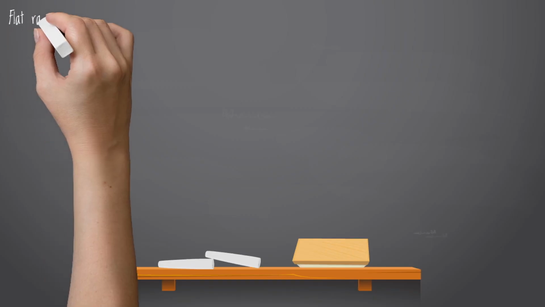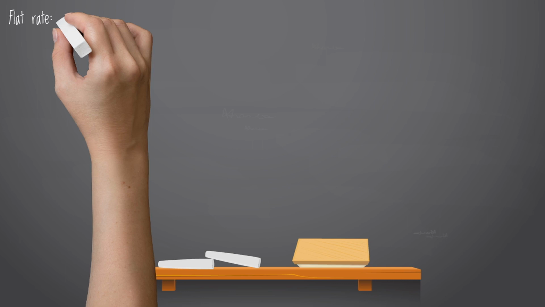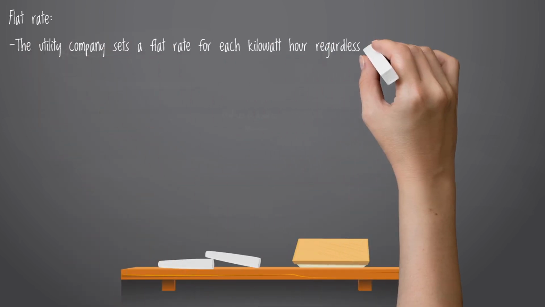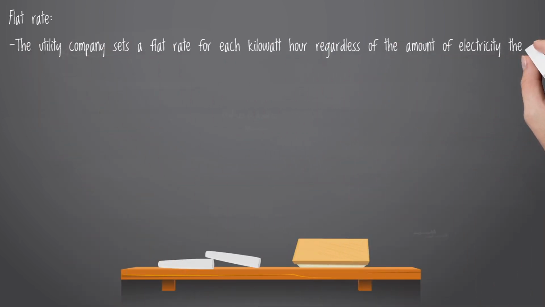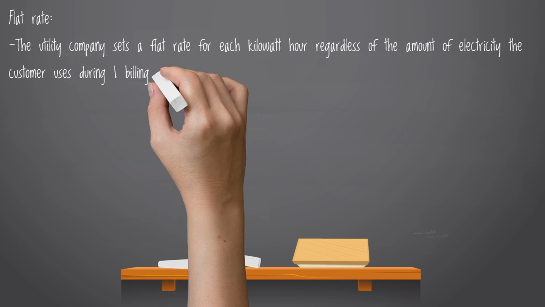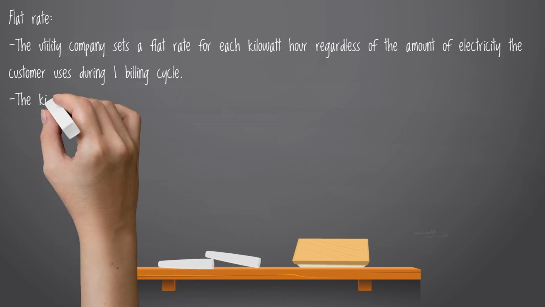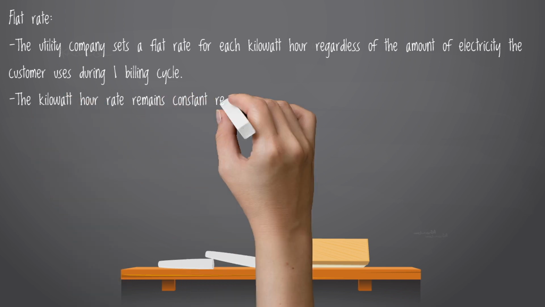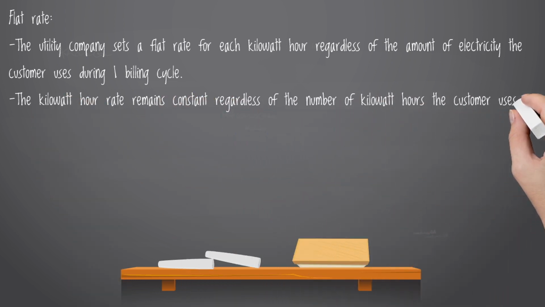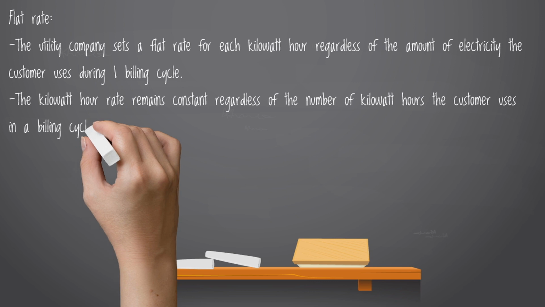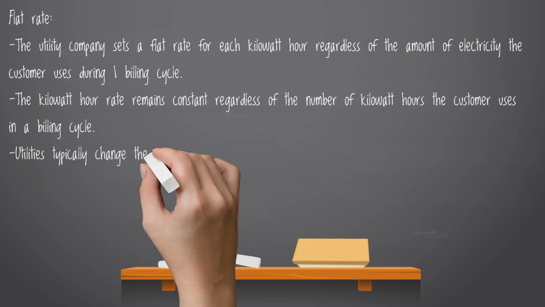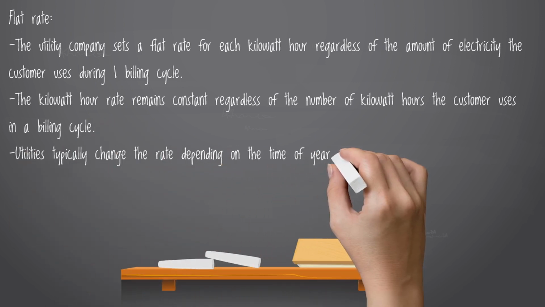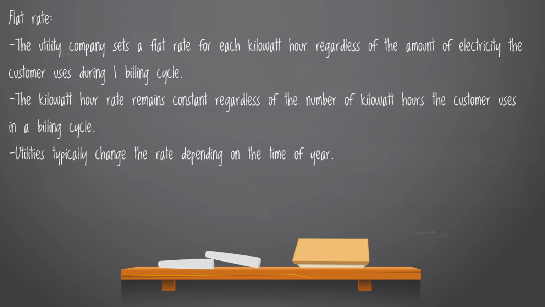Flat rate. The utility company sets a flat rate for each kilowatt hour regardless of the amount of electricity the customer uses during one billing cycle. The kilowatt-hour rate remains constant regardless of the number of kilowatt-hours the customer uses in a billing cycle. Utilities typically change the rate depending on the time of year. Review the example to learn more.